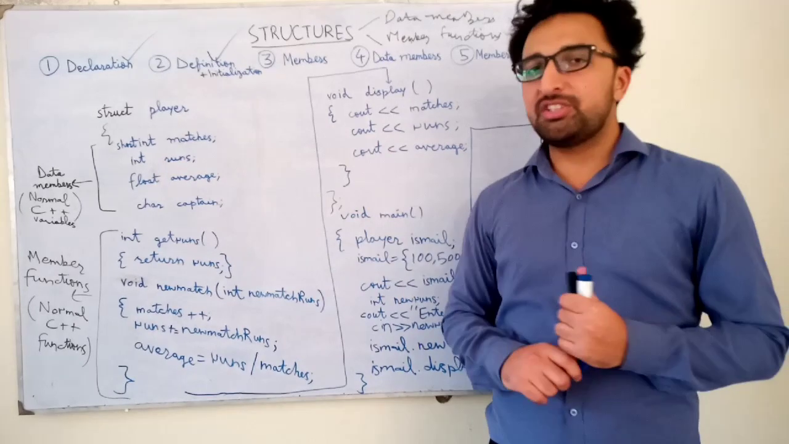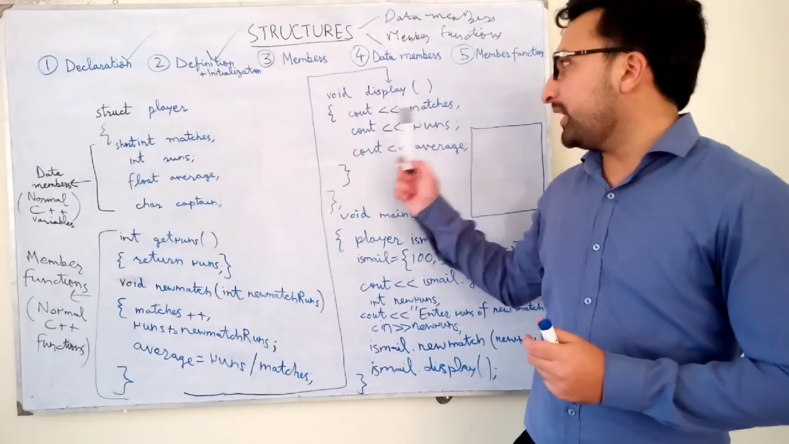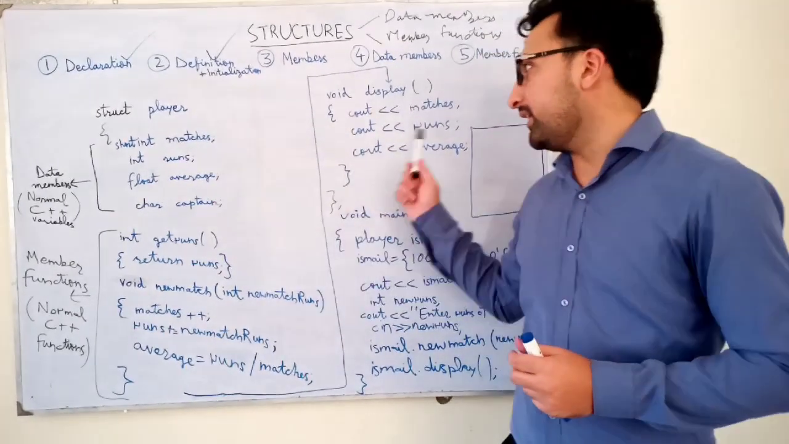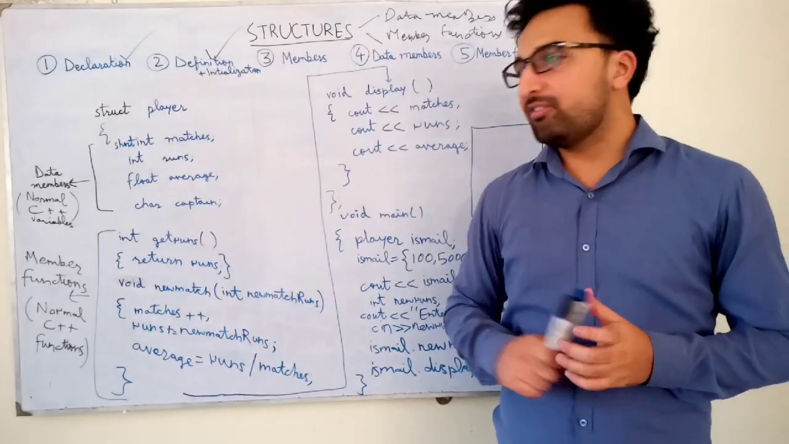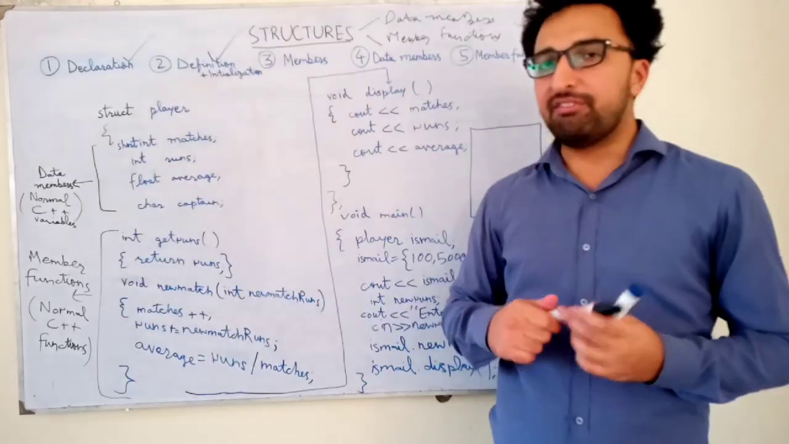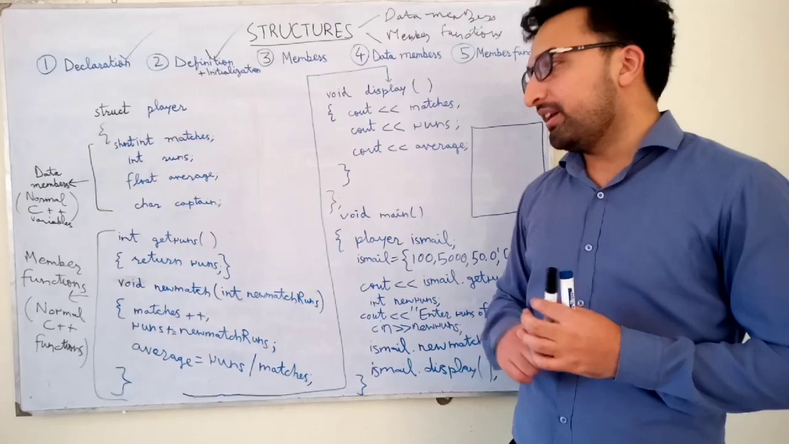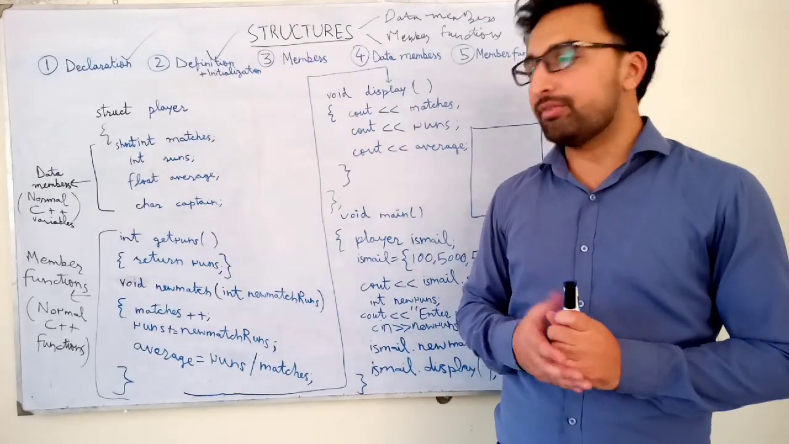Similarly, there is a third function named display. It just displays all the data that is stored in these variables, matches, runs and average, on the screen whenever the user calls for the display of data.